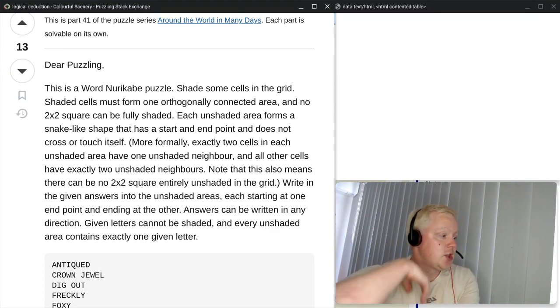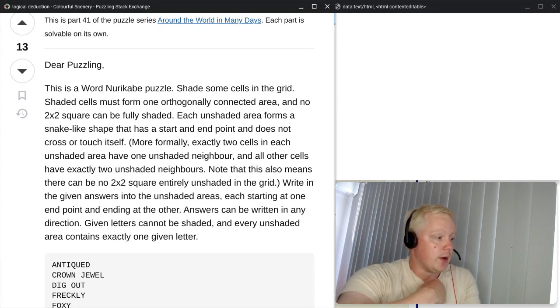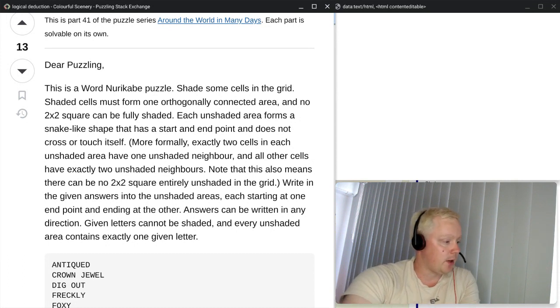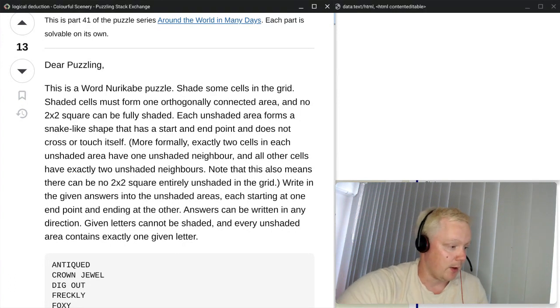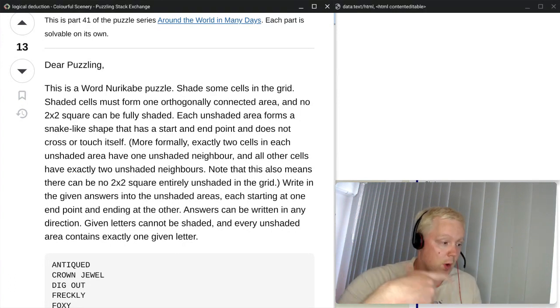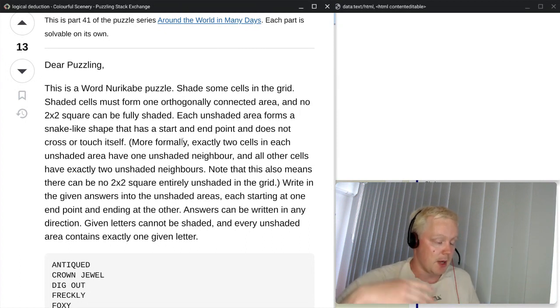Exactly 2 cells in each unshaded area have one unshaded neighbor, and all the other cells have exactly 2. Note that this also means there can be no 2x2 square entirely unshaded in the grid. Write in the given answers into the unshaded areas, each starting at one endpoint and ending at the other. Answers can be written in any direction. Given letters cannot be shaded, and every unshaded area contains exactly one given letter. Maybe we'll go through these one by one, just read the rest of the preamble and then look at this piece by piece, because there are quite a lot of rules to keep in mind in this one.